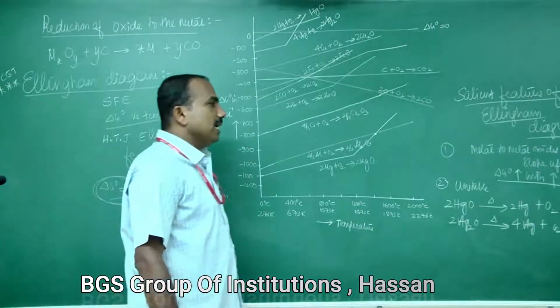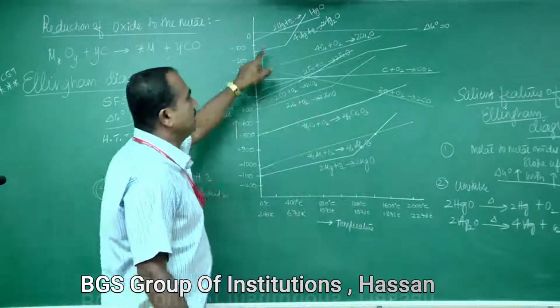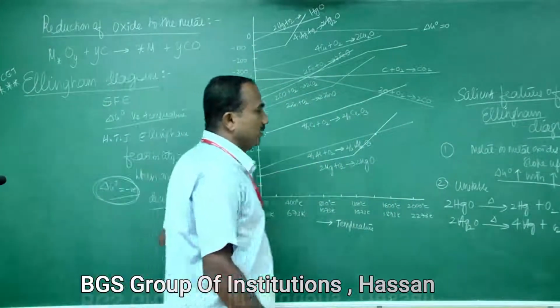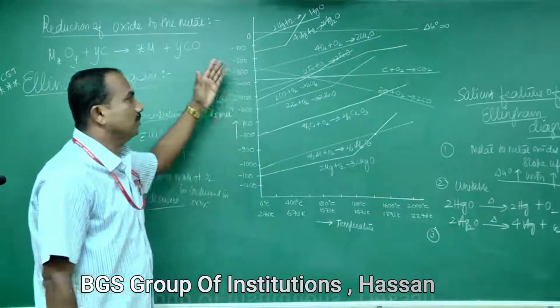There is a sudden change in the slope of the graphs. This is due to the large changes in entropy values. Therefore, they show positive slopes.